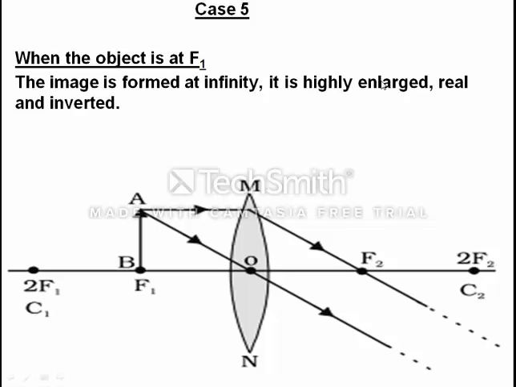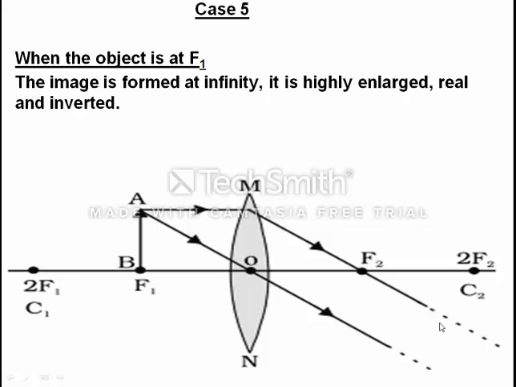Okay. Now case number 5, when the object is at f1. So we are taking an object at f1, again AB. Now it is more clear to all of you. I think that you are now able to draw the ray diagram, whether of the mirror or lens, by yourself also. So we are taking an object AB, again one ray which is parallel to the principal axis, after refraction passes through the focus. Another ray which passes through the optical center does not bend.